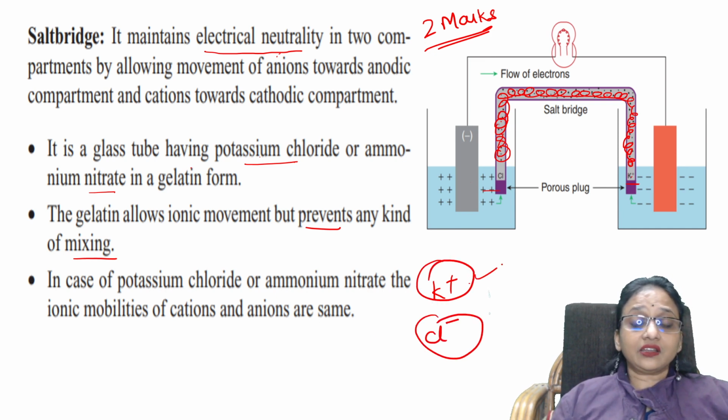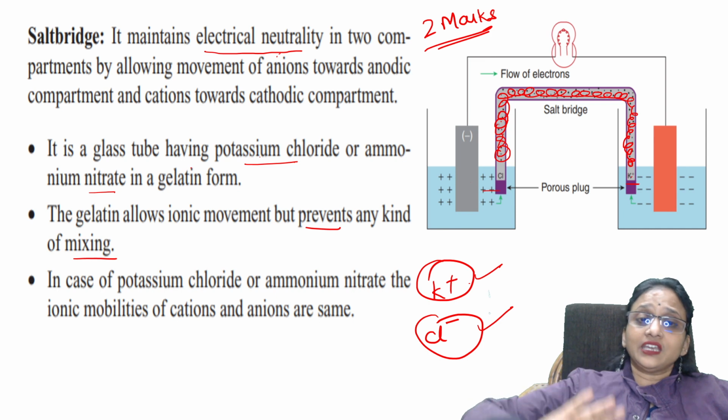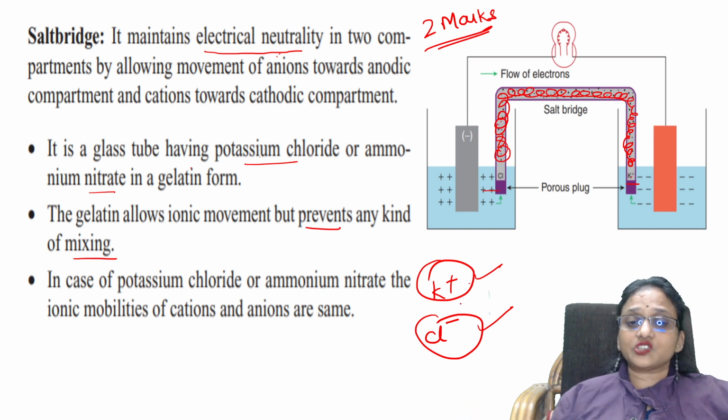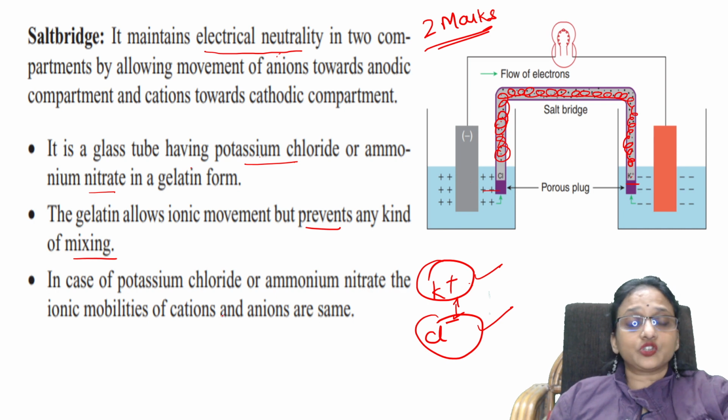The mobility of the cation and the anion is the same. That's why we can easily insert them into the salt bridge, so that when the electrons are moving, this will not interrupt, because both the mobilities are the same. They will not participate in the reaction. Got it, students? So it will only allow the movement of anions and the movement of cations. Yes, that is a salt bridge. So remember these points, and they will ask you for your 2 marks question.